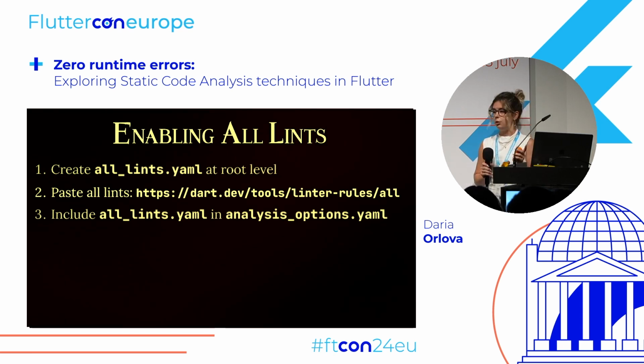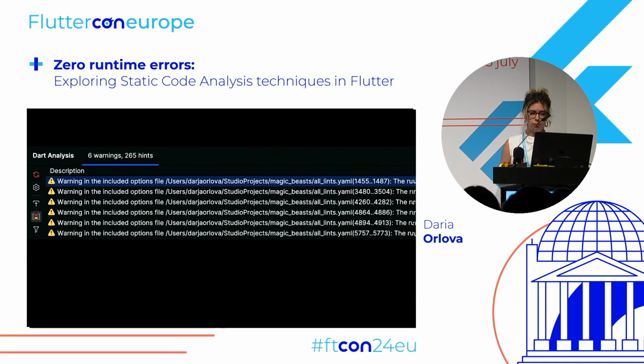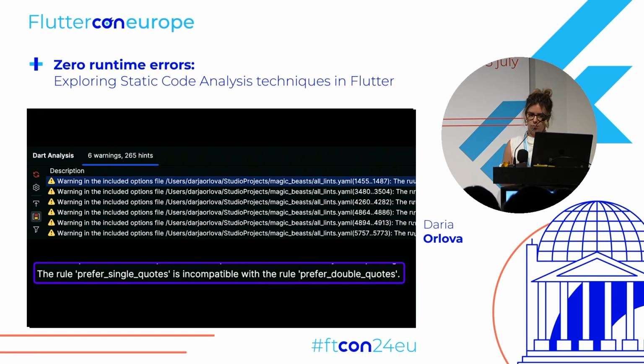Next step is to actually include this file in our analysis options, the same way we previously did with Flutter lints. And instantly, we see that we have much more hints and also warnings now. The problem with the warnings is that we have conflicting rules enabled, such as prefer single quotes or prefer double quotes, because you can't have both at the same time. You have to prefer one of them.